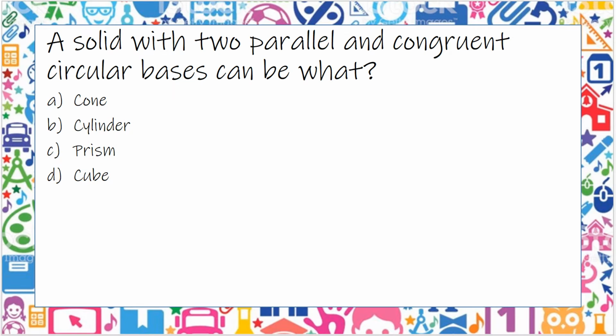A solid figure with two parallel and congruent circular bases can be called what? Remember, anything with two bases cannot be a pyramid, but this one is circular bases. So we have either a cone or a cylinder. A cone only has one base, whereas a cylinder has two bases. So this one would be cylinder.